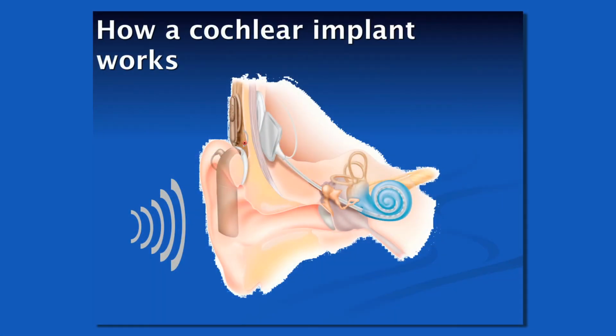That's achieved through an operation where we implant what's known as the receiver stimulator under the skin, and we drill out the bone behind the ear to get access to that inner ear, that blue part on the model, and we make a tiny little hole in the inner ear, in the cochlea. Under a microscope, we thread it into the cochlea.